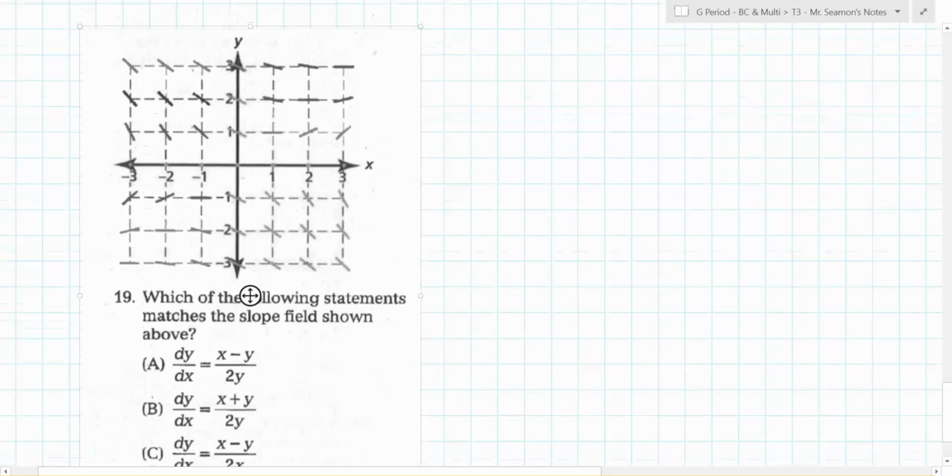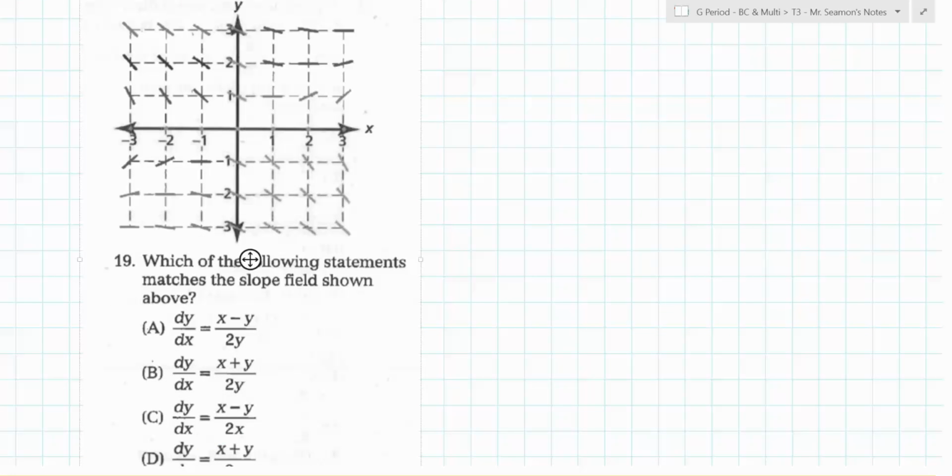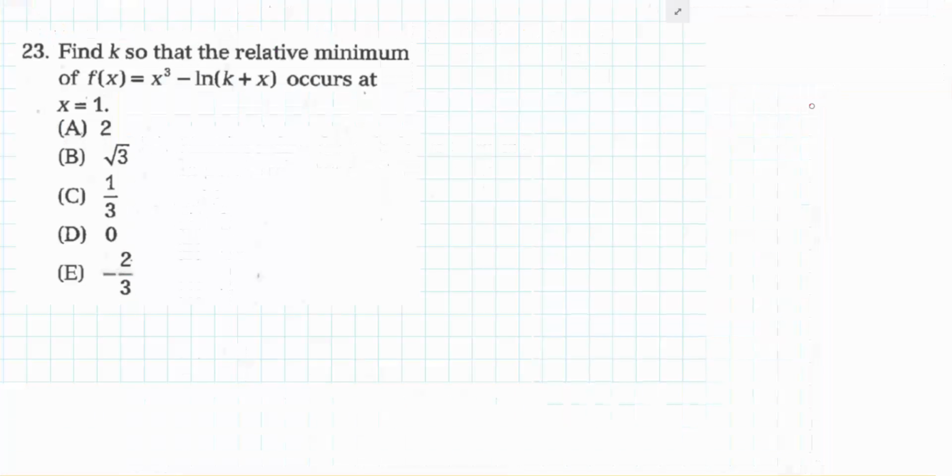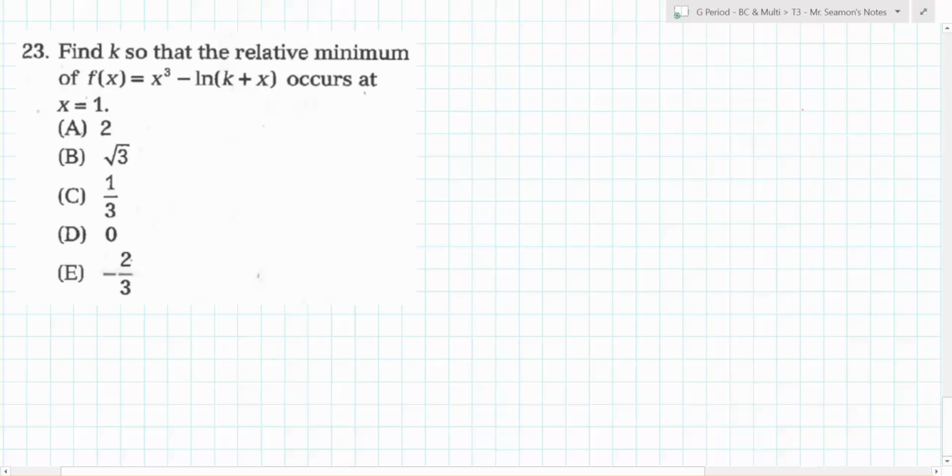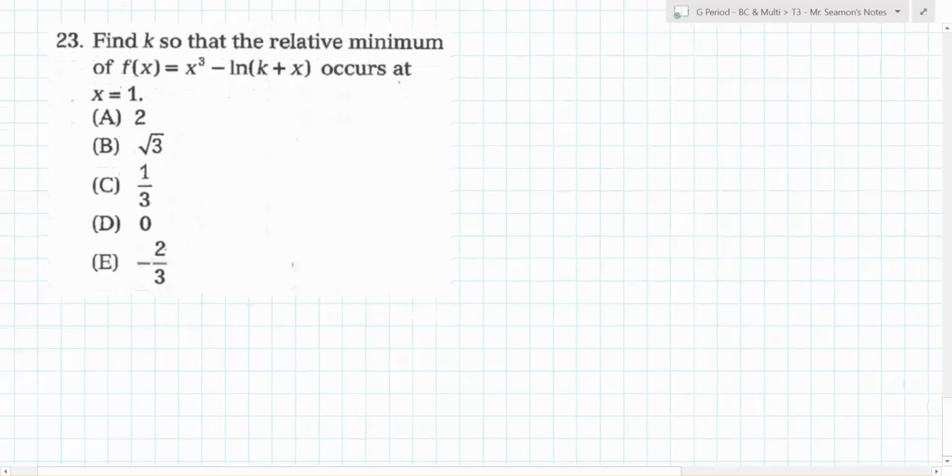Let's see here. Did we do something wrong here? Let's find out. No. Find k so the relative minimum of f of x occurs at x equals 1. So what has to happen? What's one of the things that has to happen for a relative minimum to exist at a point? Derivative has to be what? 0. So we know that f prime at 1 must be 0. So what is f prime of x going to be equal to on this one? 3x squared. Yep.